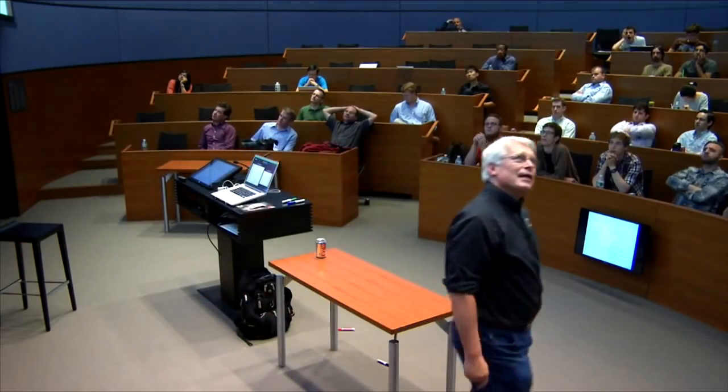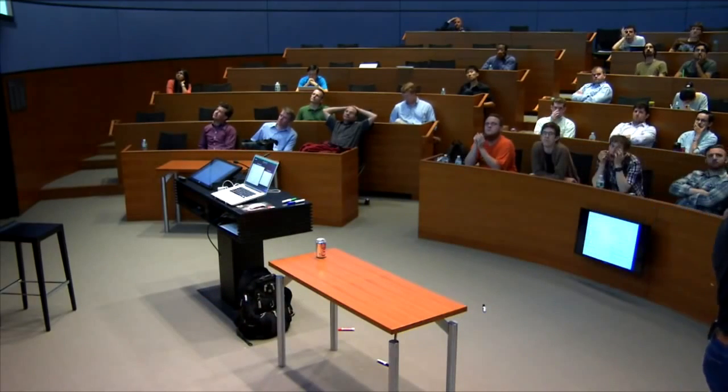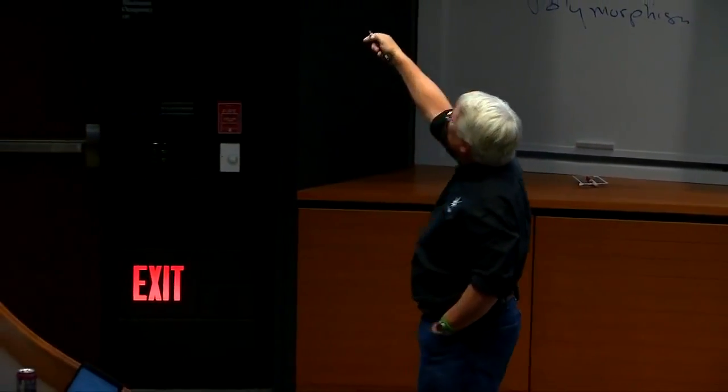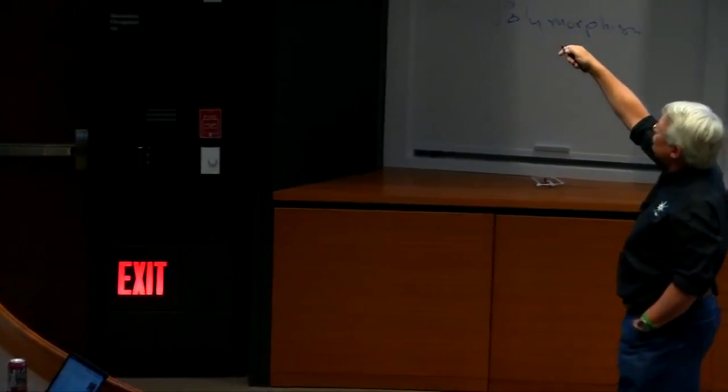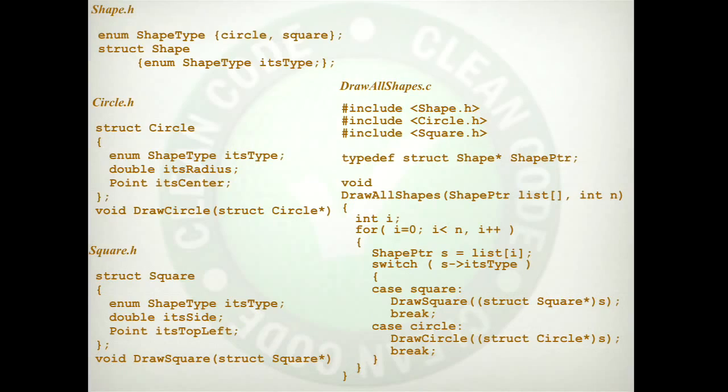I've got some shape.h file. It has an enum in it. That enum has two enumerators, circle and square. There is a data structure within it called shape, which has one data element, which is the enumeration. I have another data structure called circle. It begins the same way that shape does, which means I can cast a circle to a shape and still use it. This is kind of fake inheritance here. I've got a double radius and a center point and a function that can draw a circle.